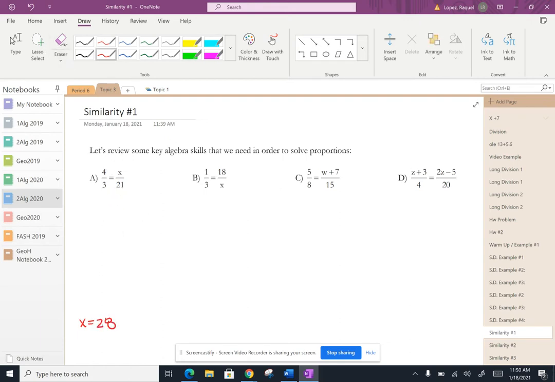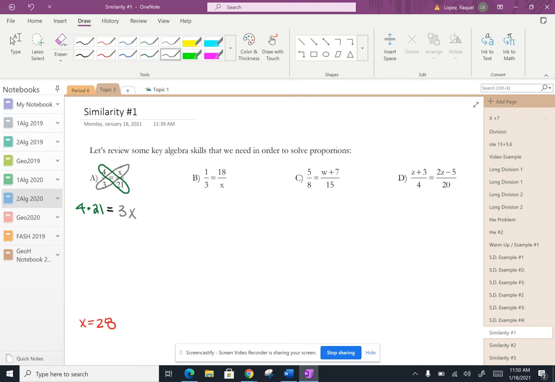Another way that we can do this is by using cross multiplication. A quick thing to note, cross multiplication only works when there's an equal sign in between the two fractions, or in between the two ratios that we have set up. So let's go ahead and get started. This is how cross multiplication works. We take the numerator of the first fraction and we multiply it by the denominator of the second fraction. So we end up with 4 times 21. We set it equal to, and then we multiply the denominator of the first fraction and the numerator of the second fraction.